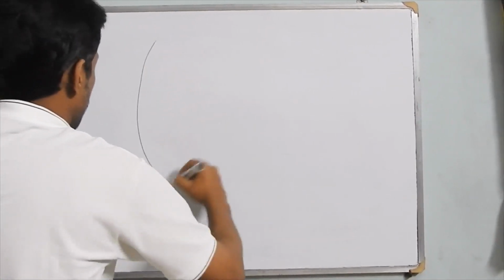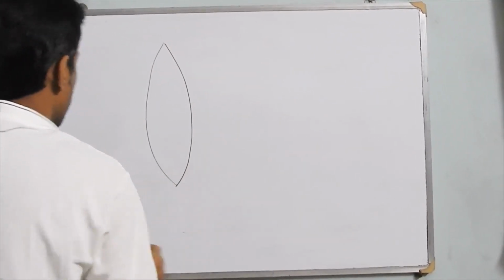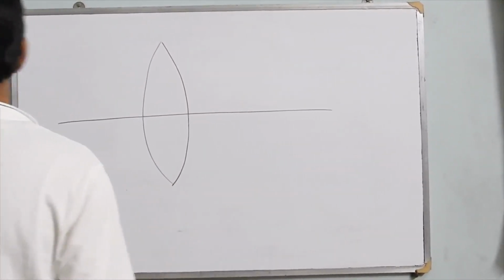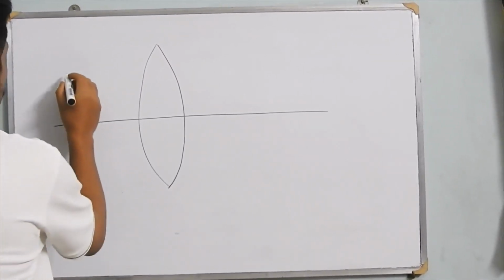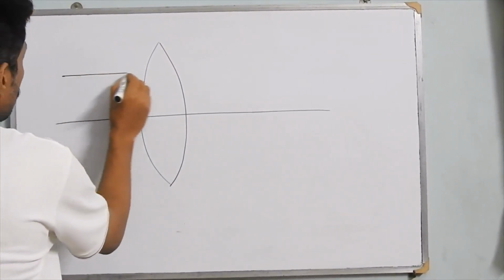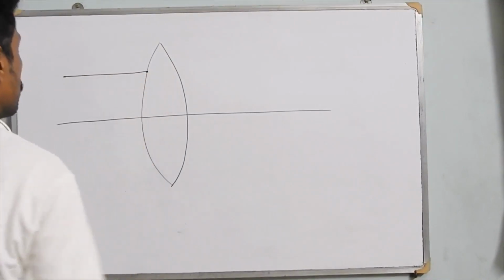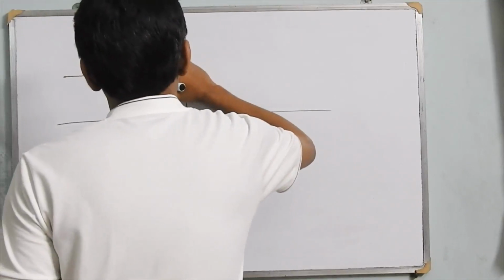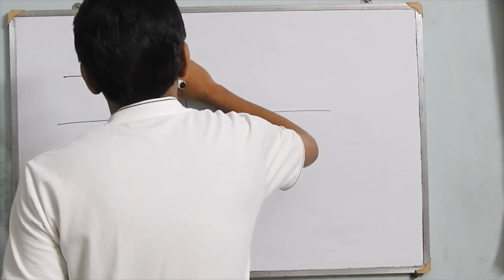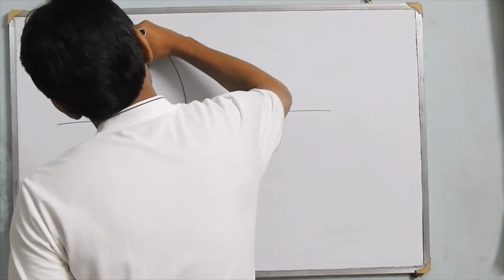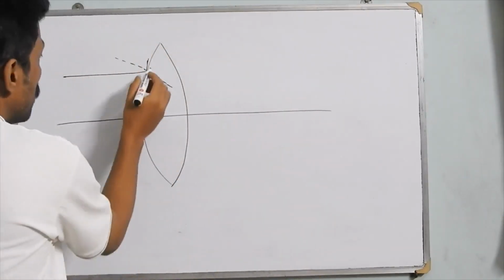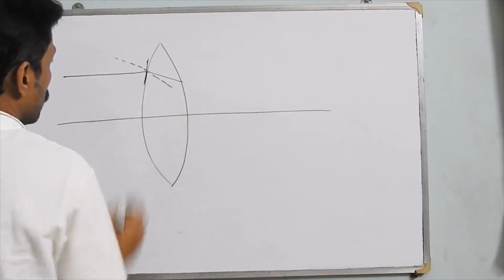So if you consider the convex lens, it has both surfaces curved, and suppose a ray of light is incident on one of the surfaces. Then at the point of incidence, if you draw a normal on the tangent at that particular surface, the light will bend towards the normal.